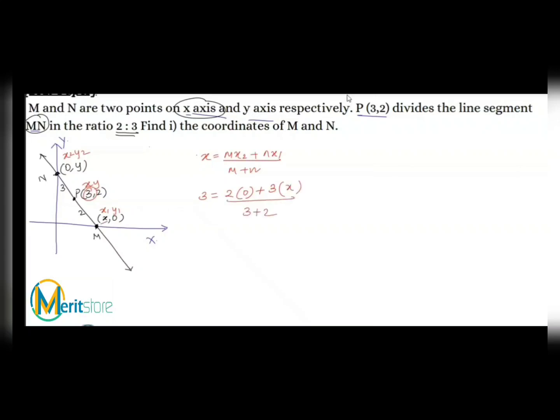3 plus 2. So that becomes 3 is equal to 0 plus 3x upon 5. So this would become 15. 15 is equal to 3x. 15 upon 3 is equal to x. x is equal to 5. We've got that. So x is 5. So here the m point will be (5, 0).